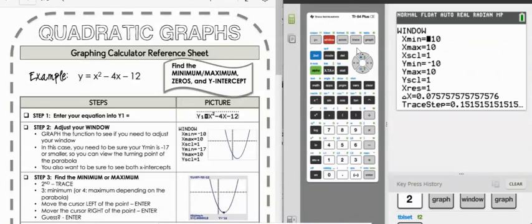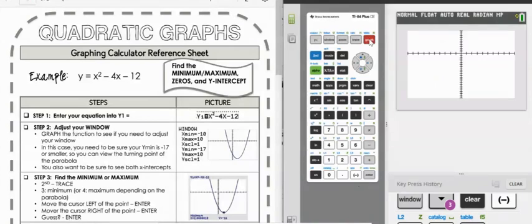Go back to the window button, and you can see the y minimum is the one that I need to adjust. If I make this, I'll clear it. If I make this into -20 and go back to my graph, now I can easily see my vertex of my parabola.